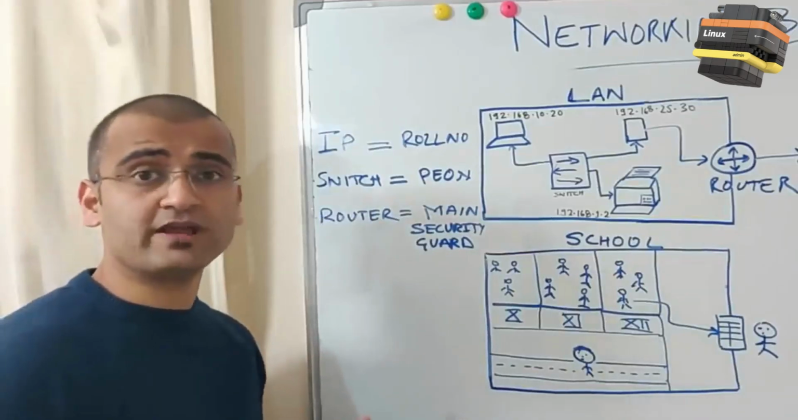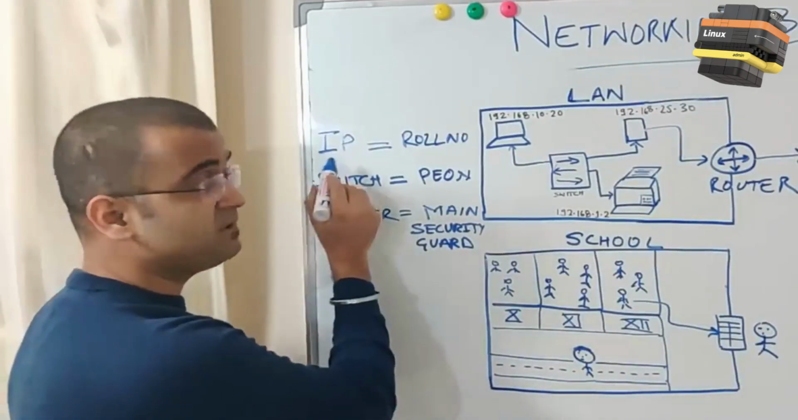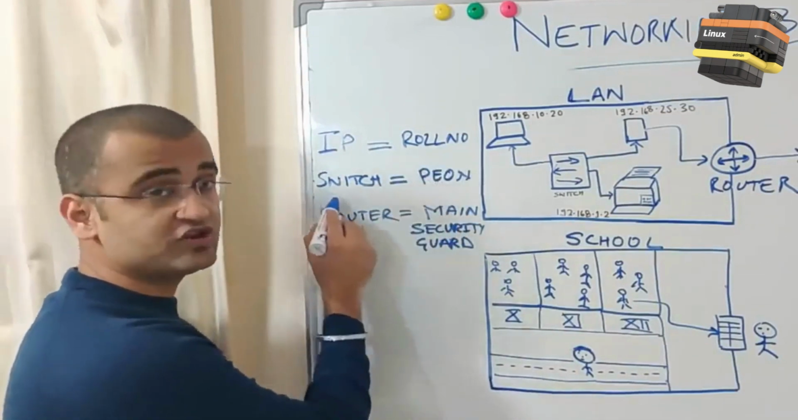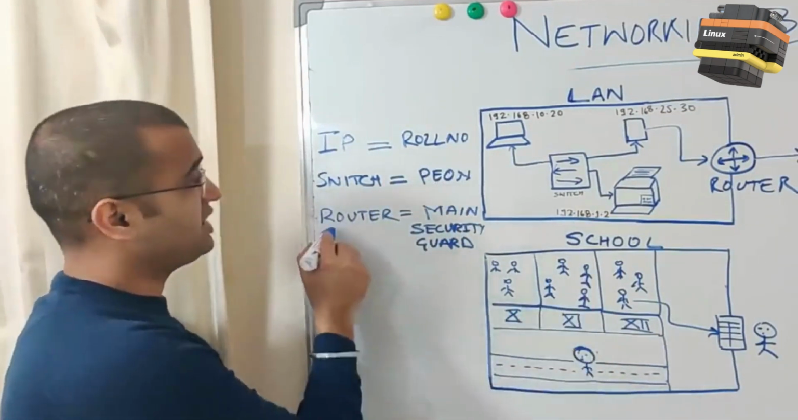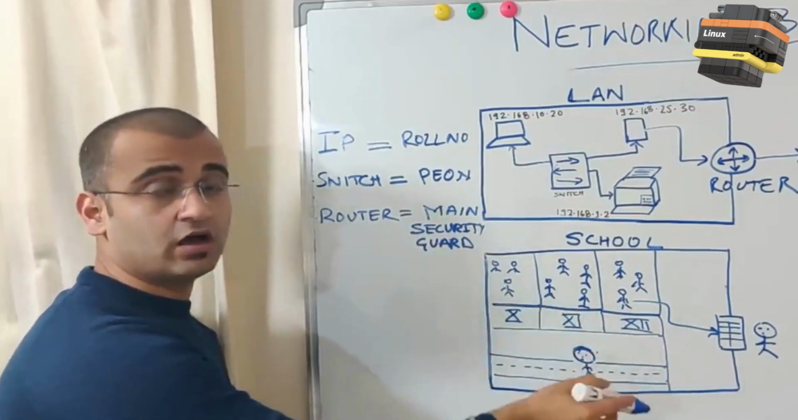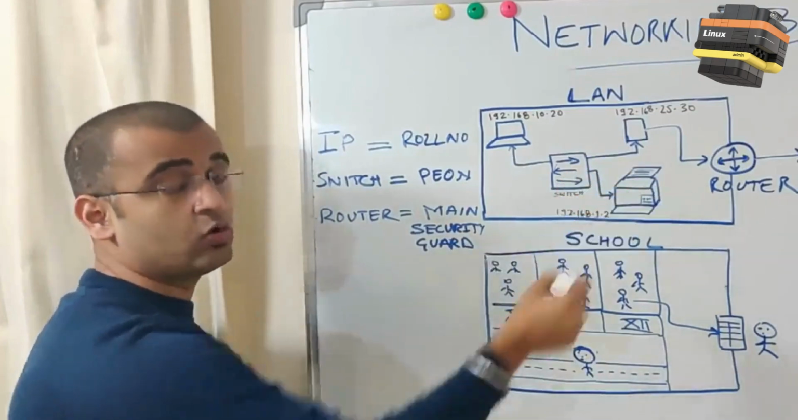So to draw some analogies, the IP of any machine can be the roll number of any student, a switch can be the peon, and a router can be the main security guard which allows you to go outside your school or go outside the network.